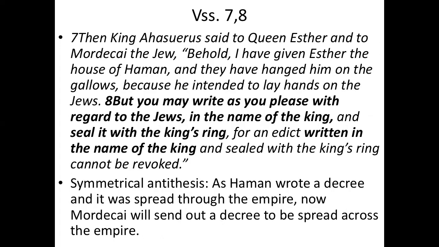Then King Ahasuerus said to Queen Esther and to Mordecai the Jew, so she's saying, can you change this law? Now, what he's going to say is like, you guys do what you need to do. So he says, behold, I have given Esther the house of Haman. In other words, she is in, let's just say, the vice regent's mansion. And they have hanged him on the gallows because he intended to lay hands on the Jews. But you may write as you please with regard to the Jews in the name of the king and seal it with the king's ring. For an edict written in the name of the king and sealed with the king's ring cannot be revoked.